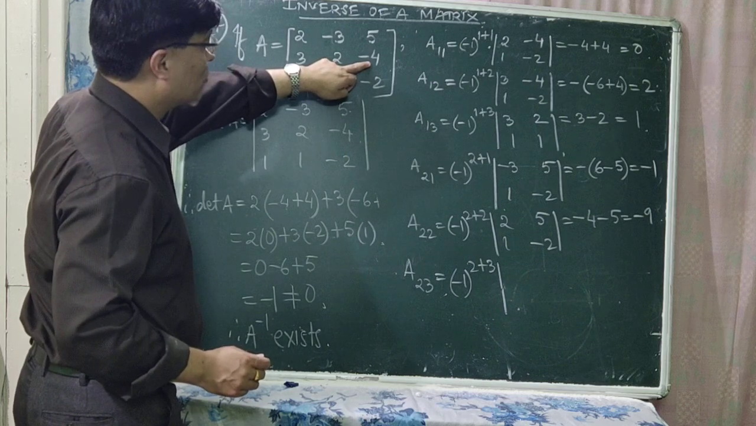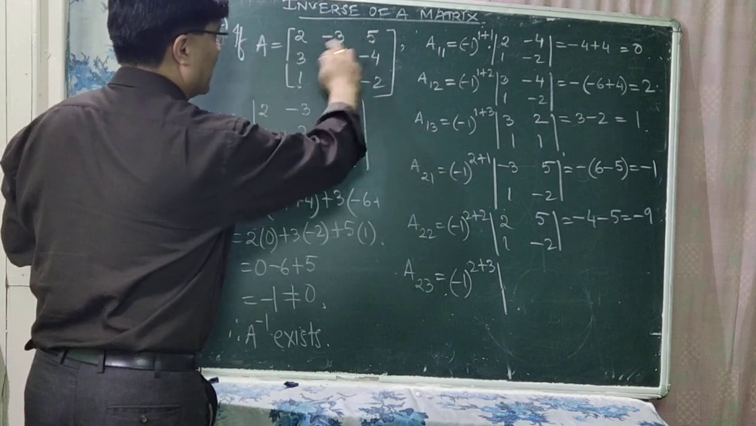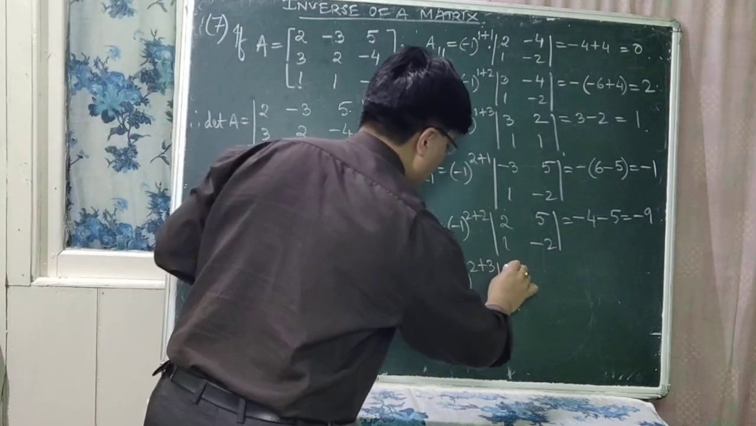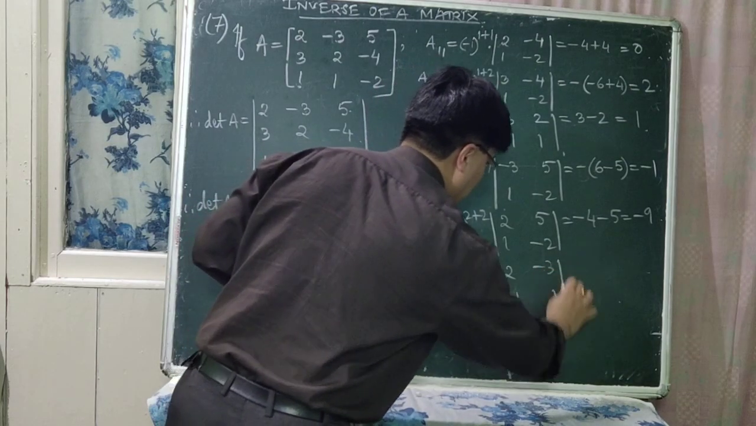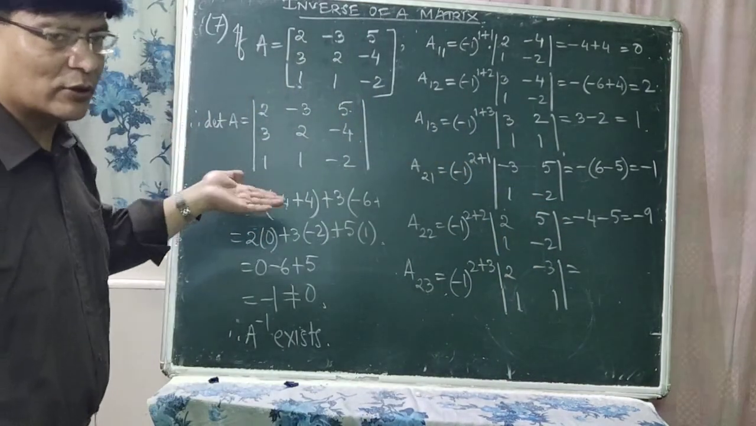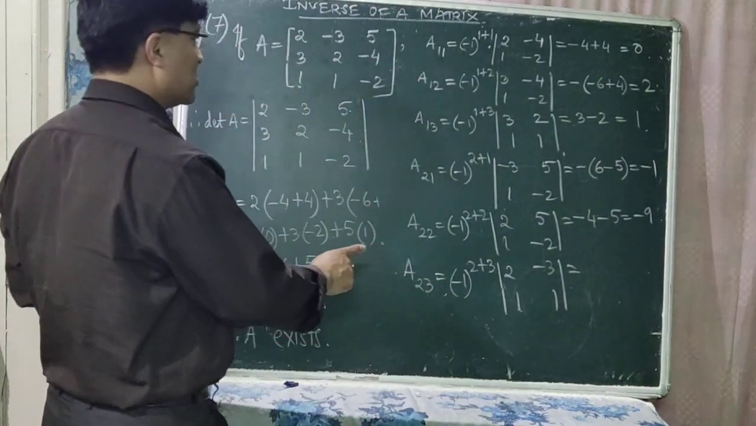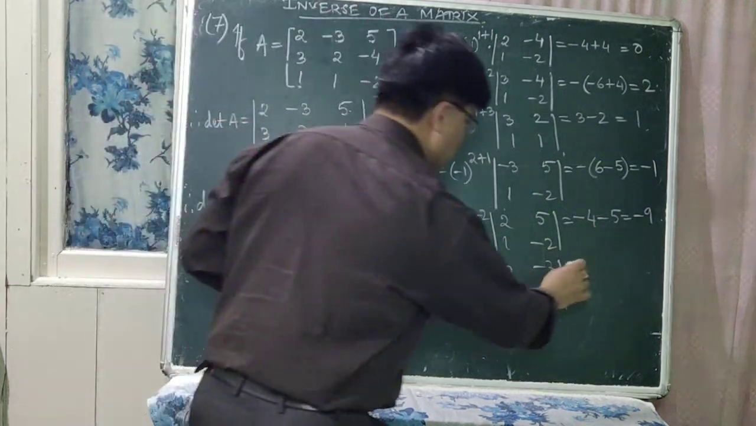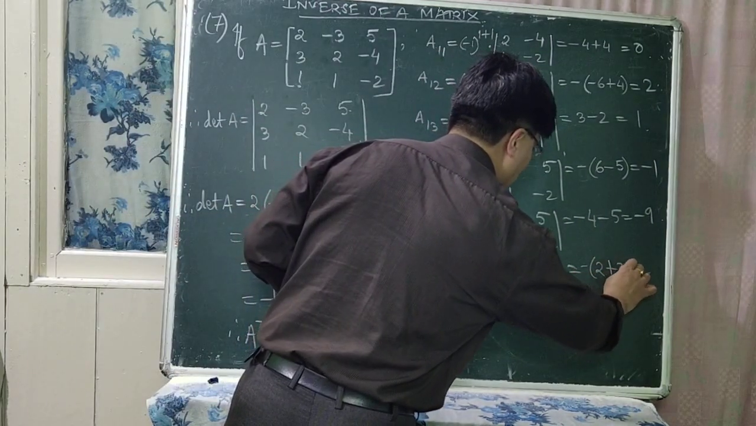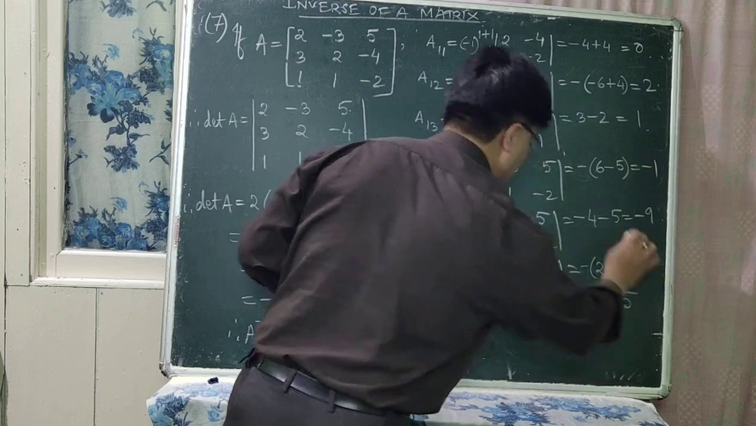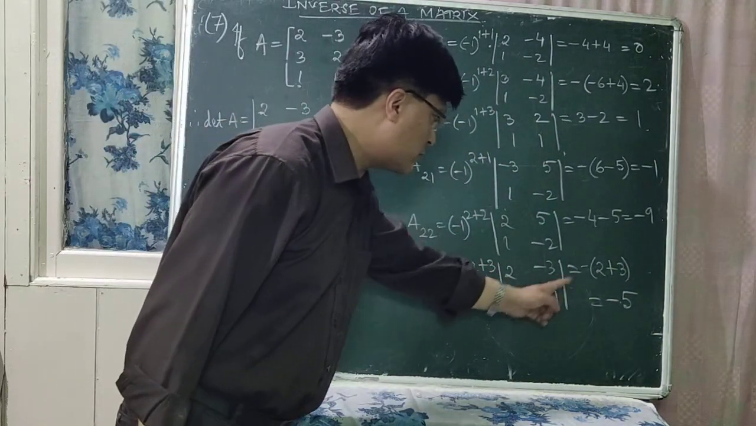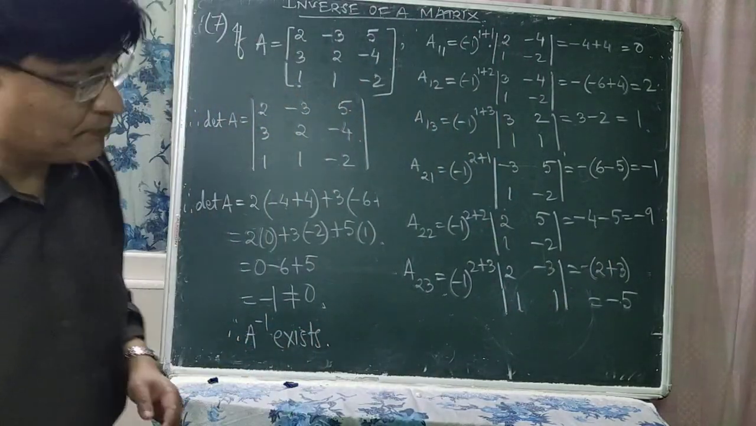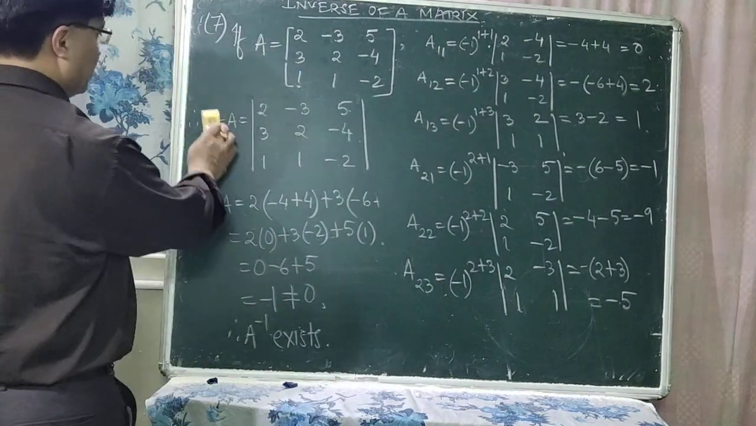So delete the row and the column through the element minus 4. Second row and third column are deleted. What remains? 2 minus 3, 1, 1. Which is equal to, what is minus 1 to the power 5? That is your minus, isn't it? So it is minus within the bracket 2 plus 3, which is equal to minus 5. So it is 2 ones are 2. Then minus into minus plus 3. Okay? So this is your A23.